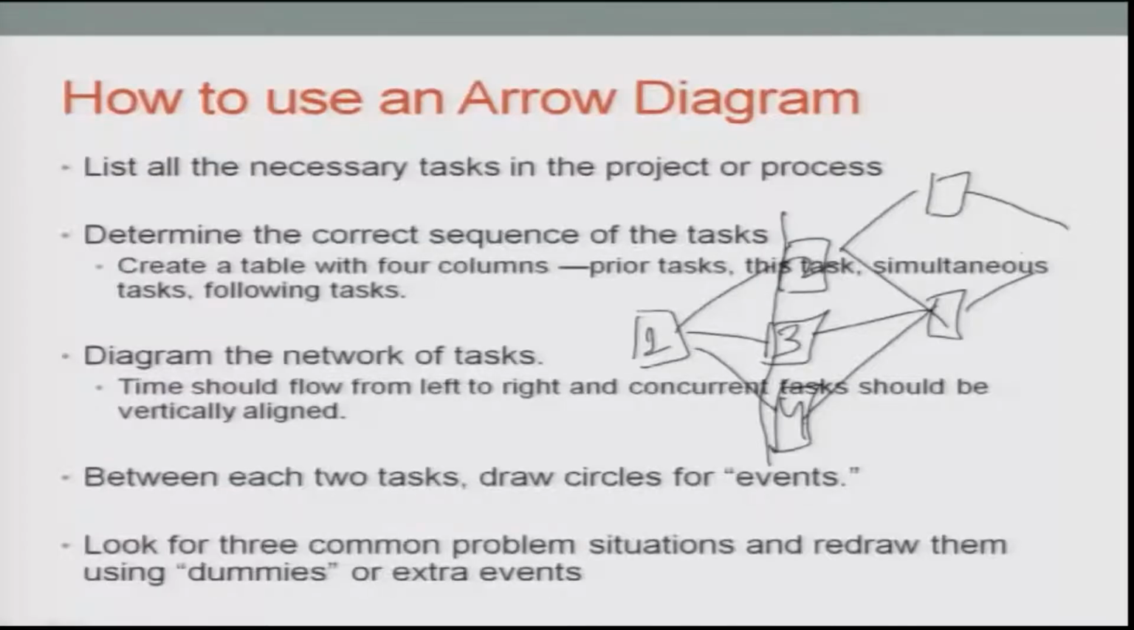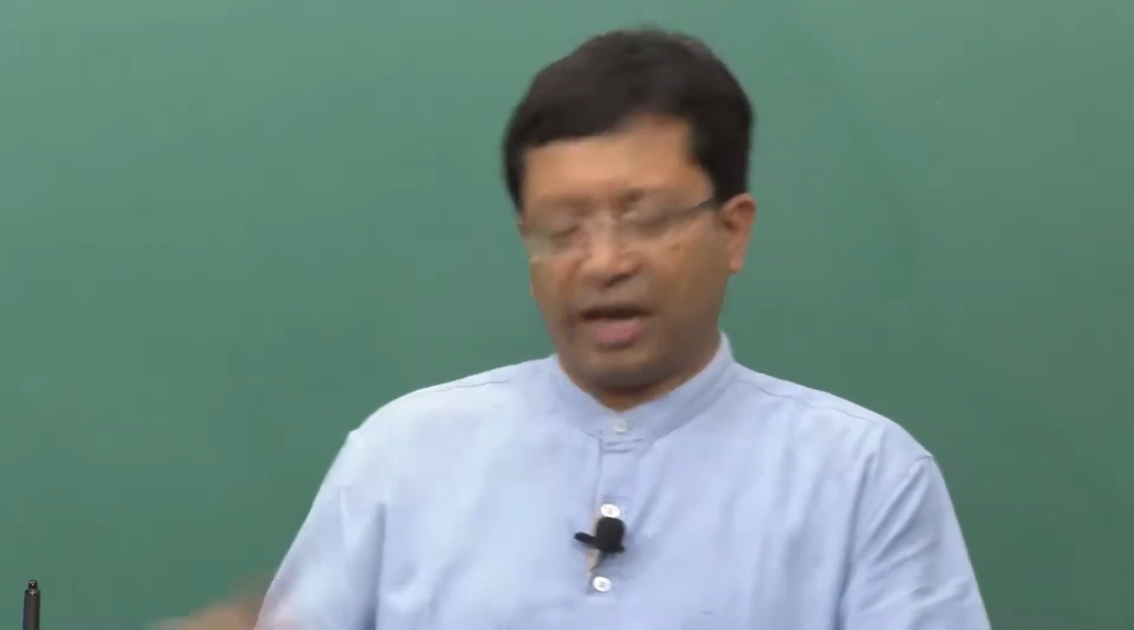Look for 3 common problem situations and redraw using dummies or extra levels of job implications. Dummies are actual events which are not happening, but they give you a relationship between the events of the jobs which are actually happening. Dummies are given by dotted arrows. In the last slide I had shown the relationship between task 1 and task 2 or task 3 and task 4 as bold arrows, but for dummies they would be dotted arrows.